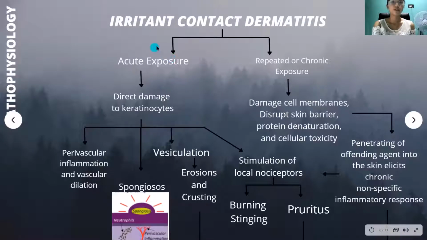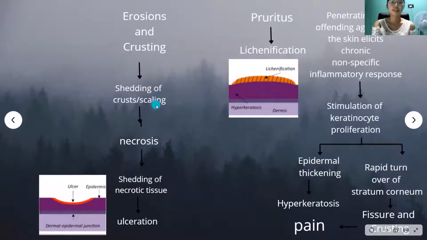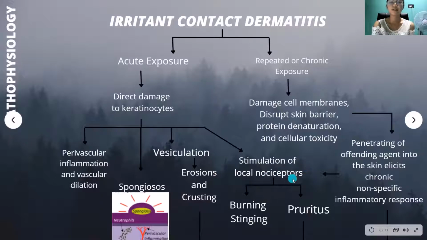So next is the pathophysiology of irritant contact dermatitis. There are two: acute exposure and repeated or chronic exposure. For acute exposure, there is direct damage to keratinocytes, causing perivascular inflammation and vascular dilation. Spongiosis, which is the accumulation of fluid in the epidermis. Vesiculation and erosion and crusting that cause shedding of crust or scaling that would lead to necrosis. When these necrotic tissues are shed, it can lead to ulceration. And the stimulation of local nociceptors can cause burning, stinging, and pruritus.